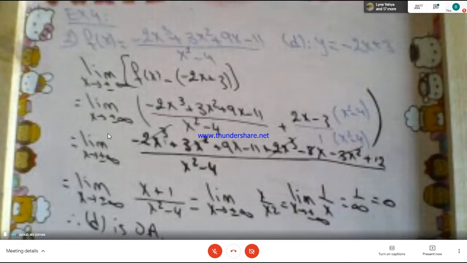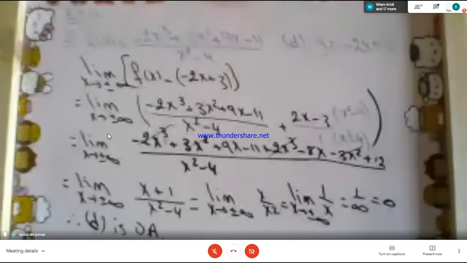Any questions? Here the question is divided into 2 parts. The first part, prove that the line is an oblique asymptote. Here is the first part. We prove that the line is an oblique asymptote. Now for the second part of the question, study the relative positions between the line and the curve. Here I'm going to find the relative positions.